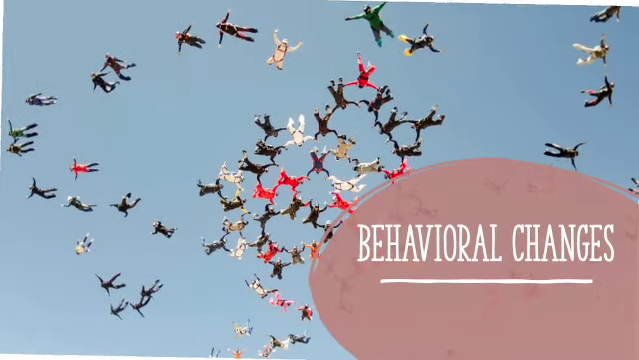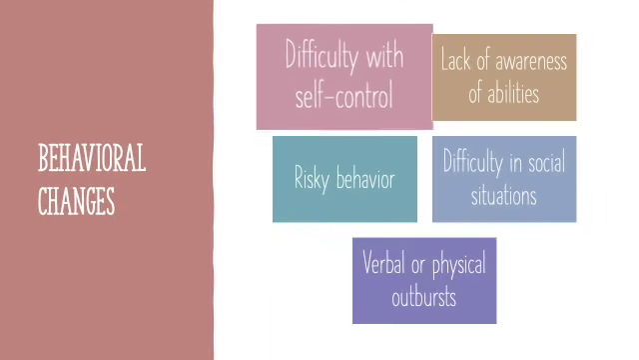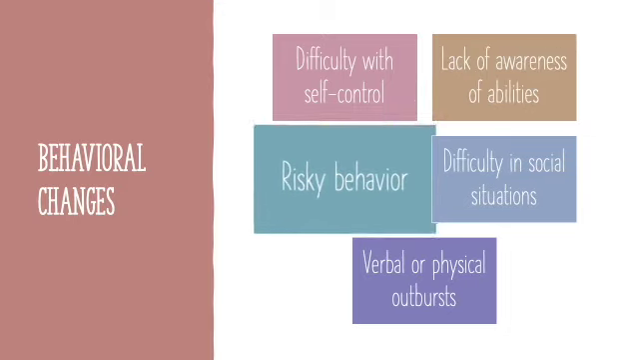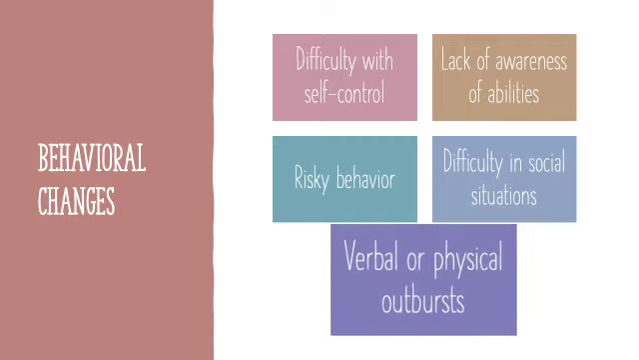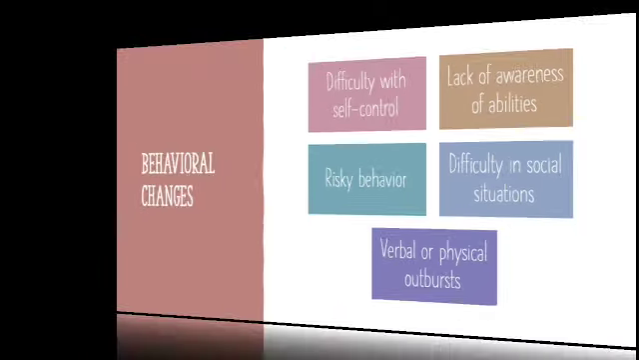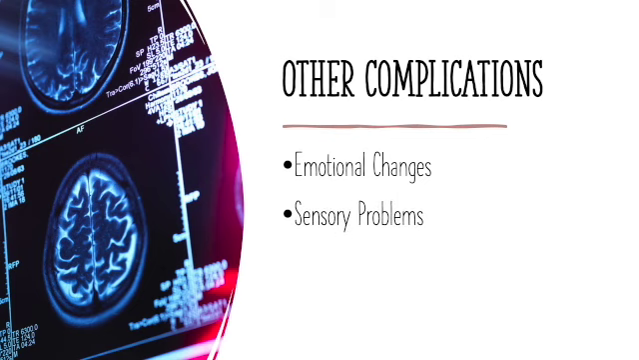There can also be some behavioral changes. Behavioral changes include difficulty with self-control, a lack of awareness of abilities, risky behavior, difficulty in social situations, and verbal or physical outbursts. In addition to intellectual problems, there may be emotional changes, sensory problems, or degenerative brain diseases.